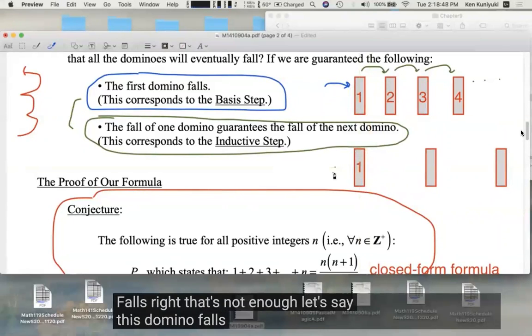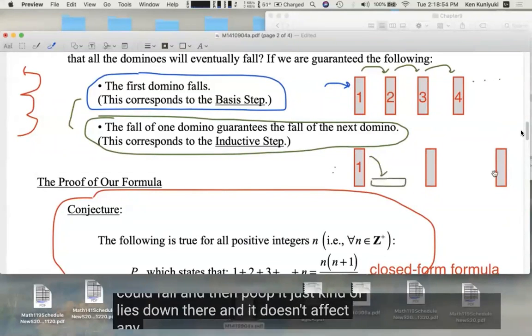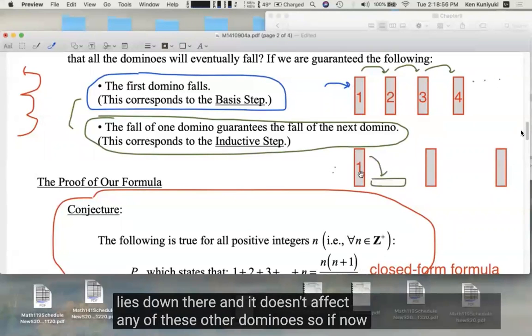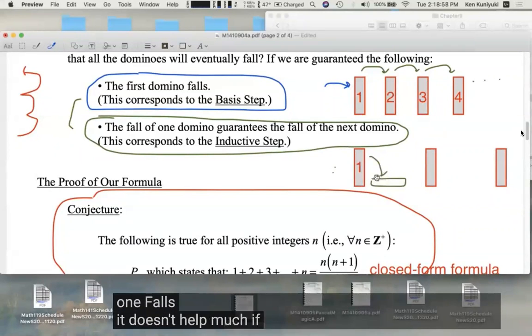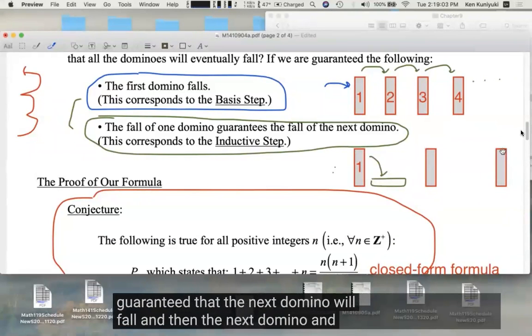Let's say this domino falls, domino 1, okay? It could fall and then poop. It just kind of lies down there and it doesn't affect any of these other dominoes. So if domino 1 falls, it doesn't help much if we're not guaranteed that the next domino will fall, and then the next domino, and so forth.